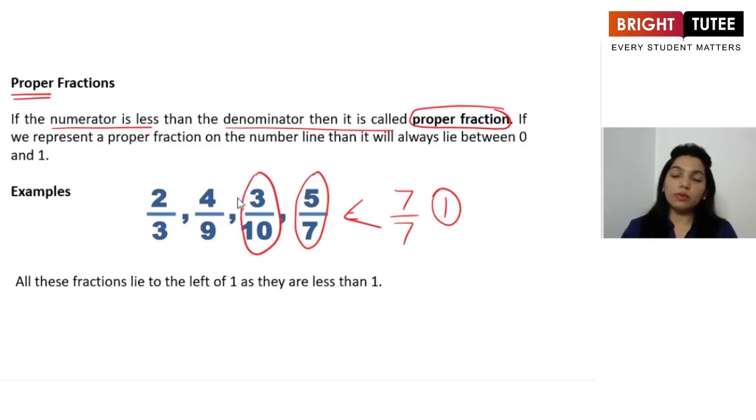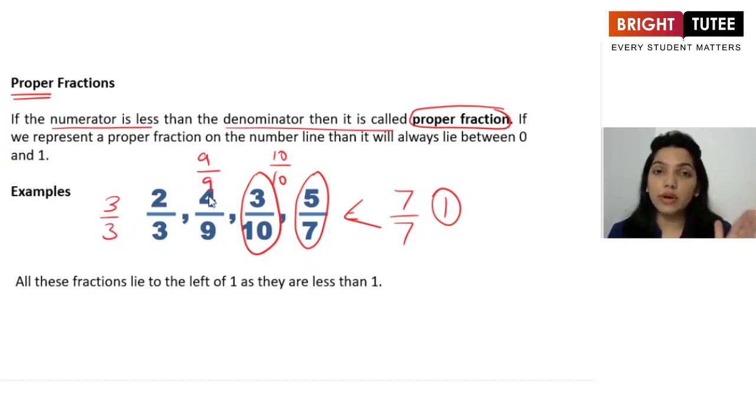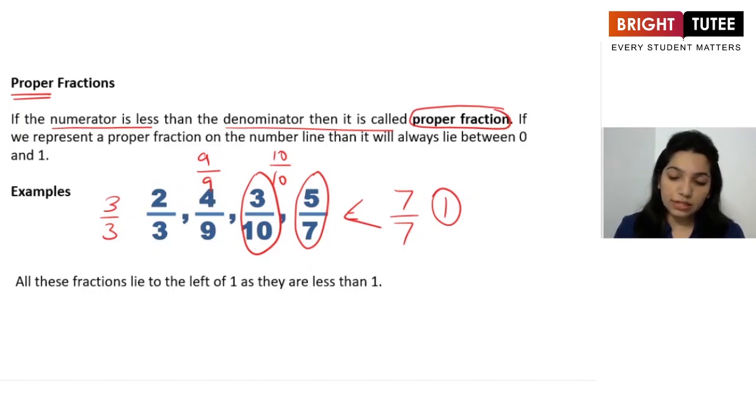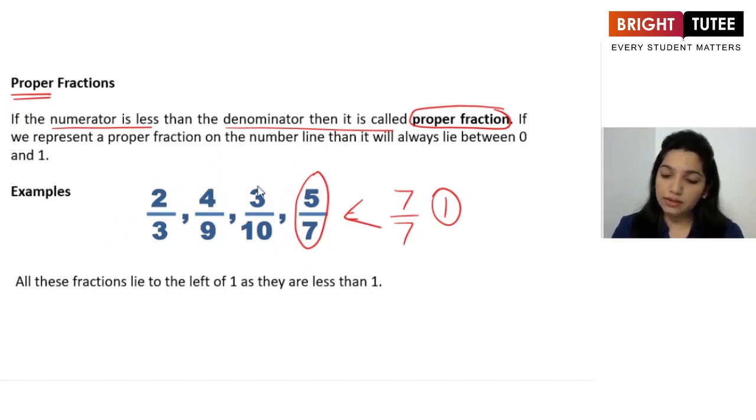Similarly, see 3 over 10. So 3 over 10 is smaller than 10 over 10. So this is lying on the left side on the number line. If you imagine, this will lie on the left side of 1. So it is smaller than 1. Similarly, if you have 2 over 3, it is also less than 3 over 3. If you see 4 over 9, it is less than 9 over 9. Clearly keep this in your head that every proper fraction will have a smaller number on the top and a bigger number at the bottom.